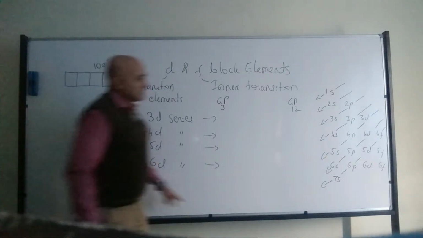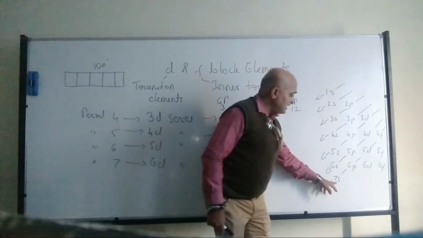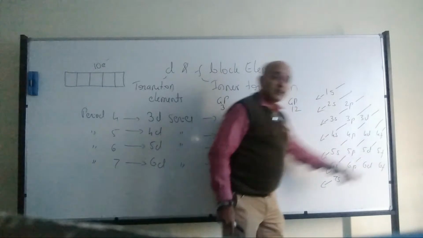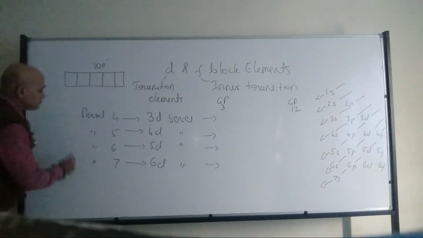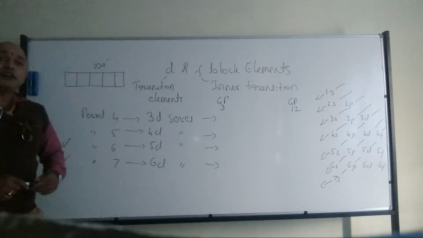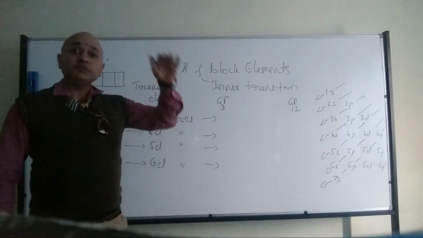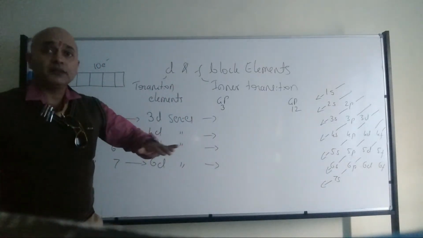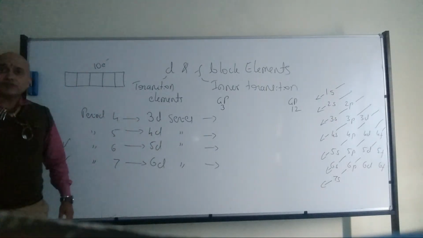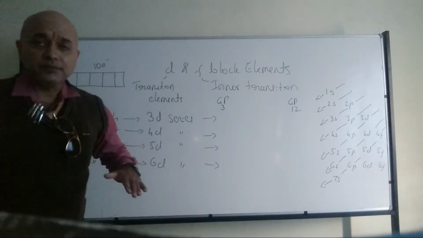When it comes to 6d, observe here carefully. Once 7s is there, before entering into 6d, 5f has to be filled up. So therefore, in period 6 and period 7 we have F block elements in between, whose position has been located at the bottom of the periodic table, not to disturb the transition elements. That is the reason why F block elements have been shown at the bottom of the periodic table.